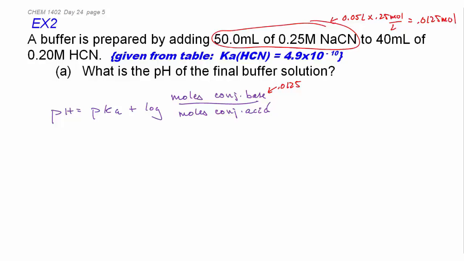My conjugate acid is right here, 40 mils of 0.2 molar HCN. So that would be 0.04 liters times 0.2 moles per liter. 0.04 times 0.2, 0.008 moles.